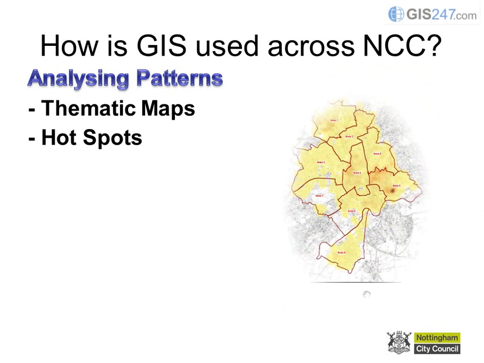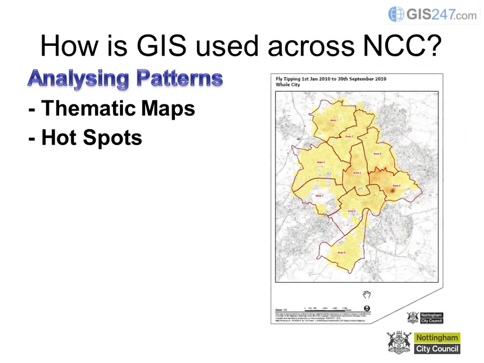Hotspot mapping is a useful tool to identify hotspots of crime or antisocial behaviour and where best to target police resources. It looks at the concentration of particular crimes or antisocial behaviour within an area.